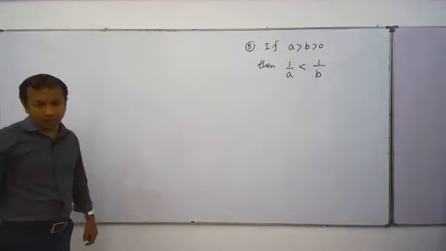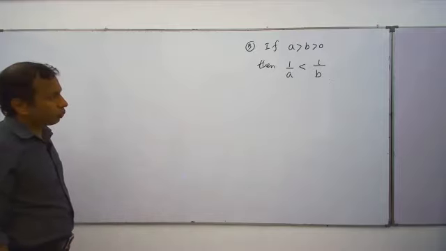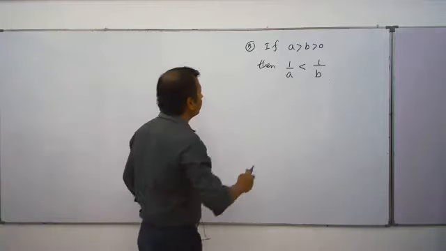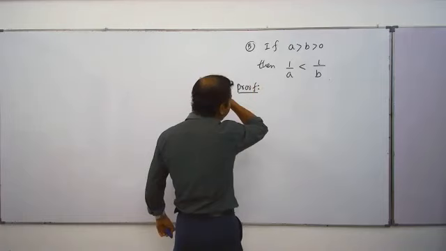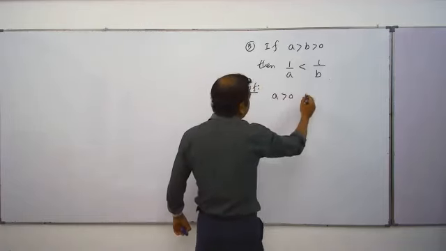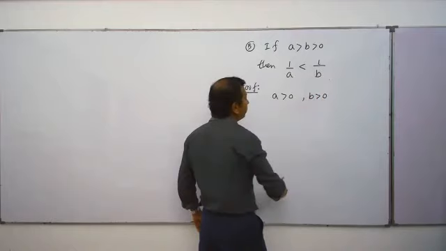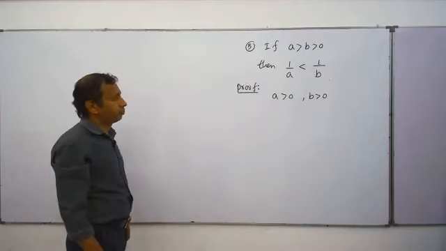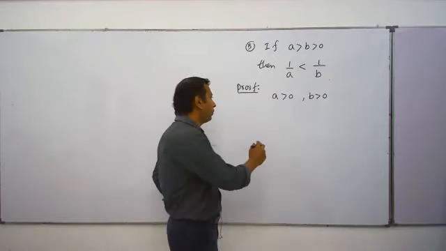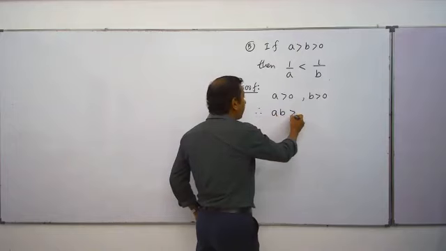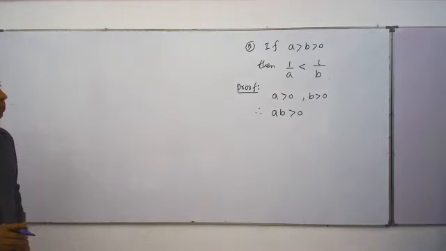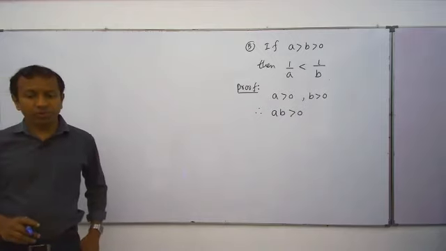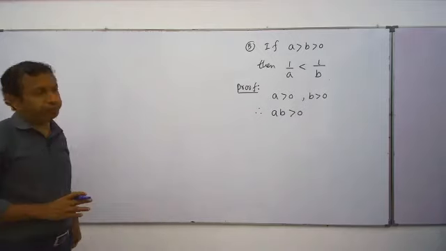Right. Now, this one we can prove it is like this. A greater than 0, B greater than 0. Right? A and B both are positive. Then what can we say about AB? Therefore, the AB product is also positive. A and B both are positive, so the product of two positive values is positive.